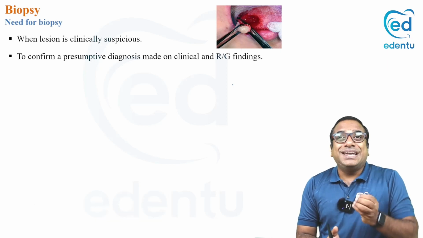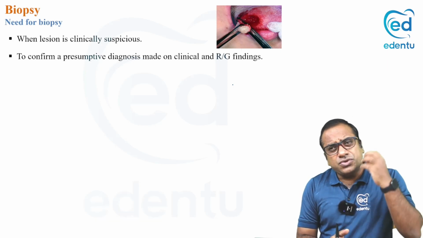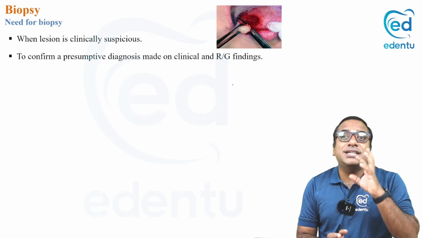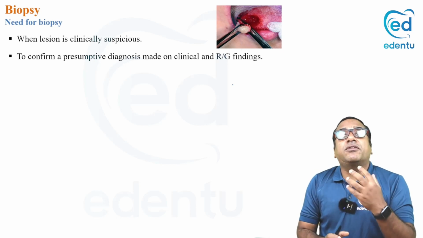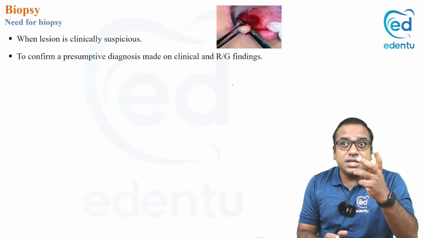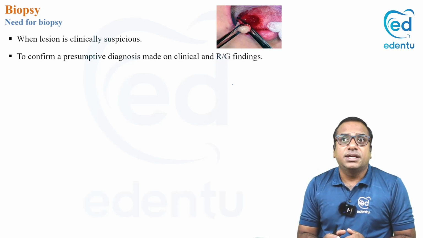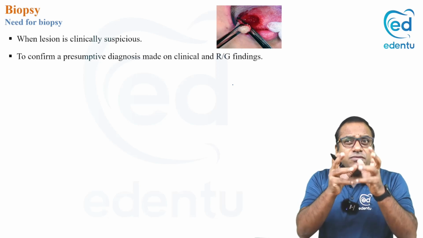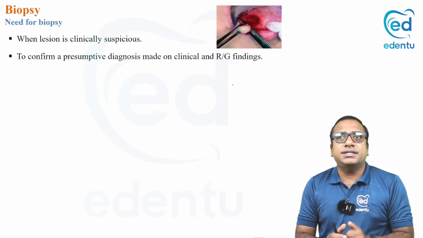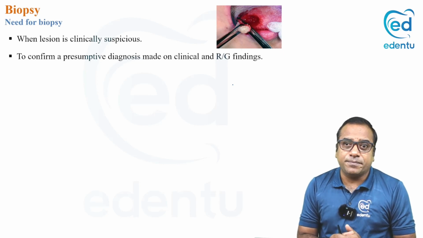Coming to the need for biopsy. Any lesion which is clinically suspicious, where you see a lesion changing very drastically or at a very fast rate, the tissues are changing, the color is changing, the texture of the skin is changing, or growth is happening. So, clinically very suspicious lesions are indicated for biopsy.